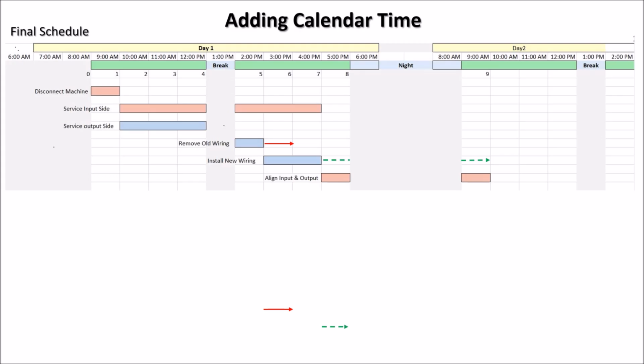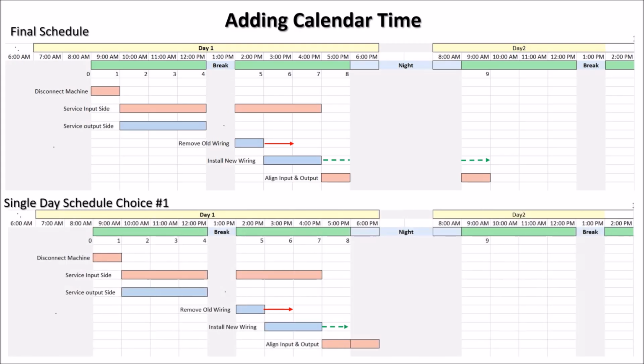So our first option might be to get our final crew who are aligning the input and output to work an extra hour or work overtime on the first day. If that's the case, then choice number 1 for a single day project would look like this. We have the align input and output crew of 2 people just working overtime.